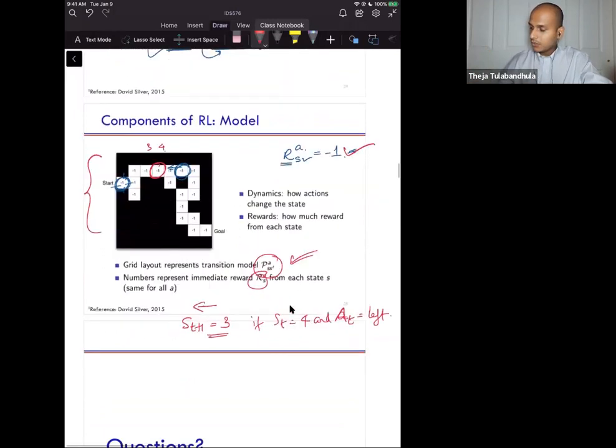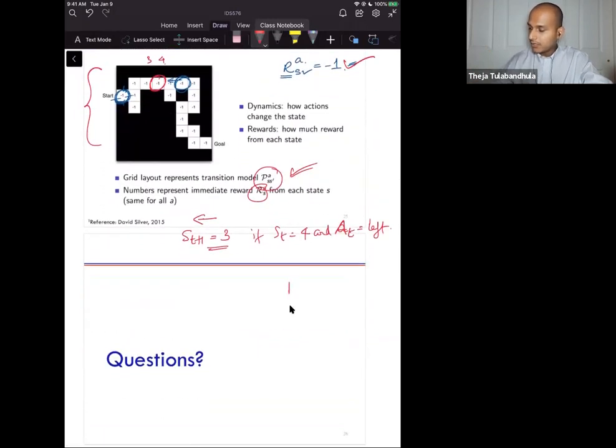So we saw three things: policy, pi of s; value function, which is v of s; and a model, which is p, from state s to state s prime given state and action, and the reward in a given state if you take an action a. These are the three things that we saw. Any questions at this point?